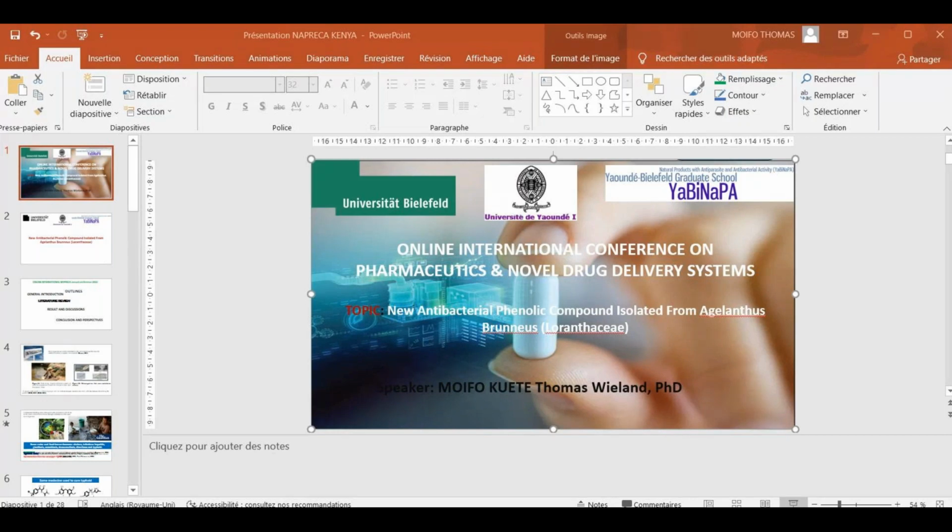In Cameroon, the Loranthaceae family is represented by 26 species distributed in 7 genera. The 7 genera are Agelanthus, the genus we investigated, Englerina, Globimetula, and others. Some species of the Agelanthus genus are frequently used in Cameroonian traditional medicine to treat several diseases such as diabetes, abdominal pain, and bacterial diseases.